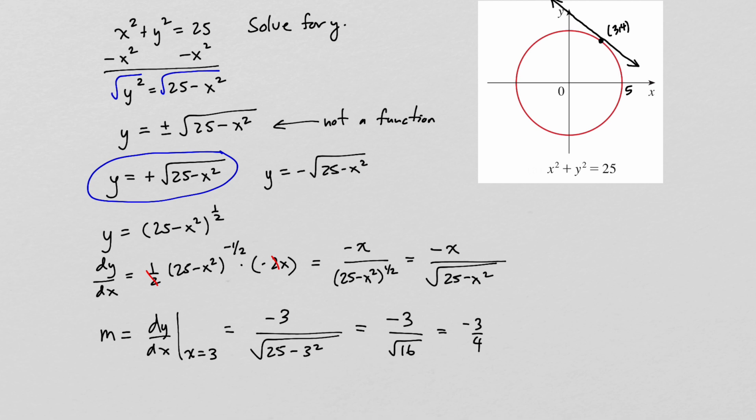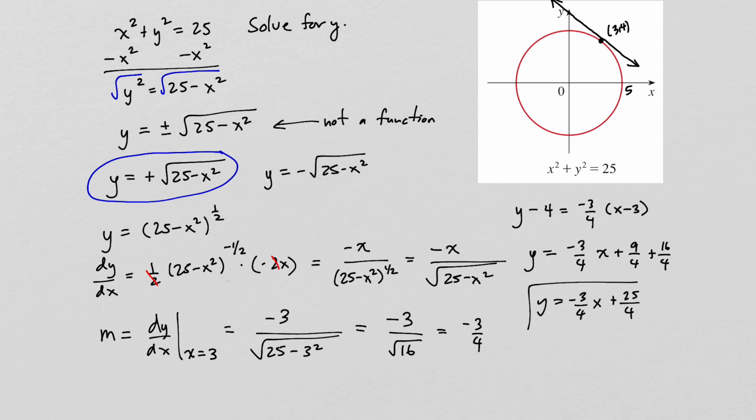And then from there, we can find the equation of the tangent line by using this slope and plugging the point and the slope into the equation of a line. And when you multiply all this out, you will get y equals negative 3/4 x plus 25 over 4. And this is the equation of the tangent line.